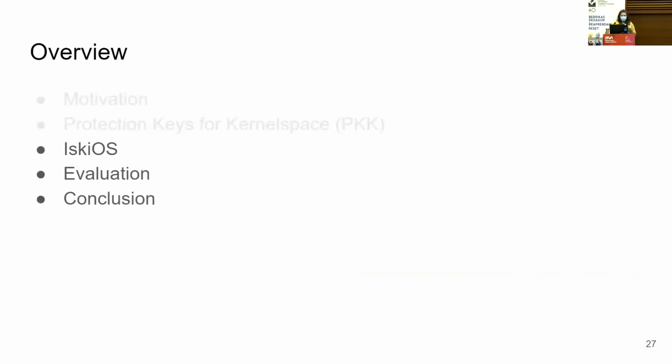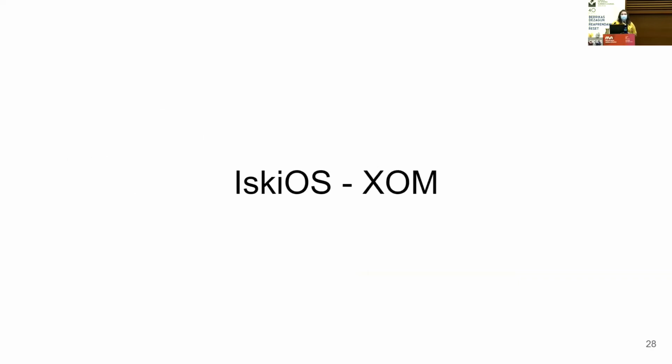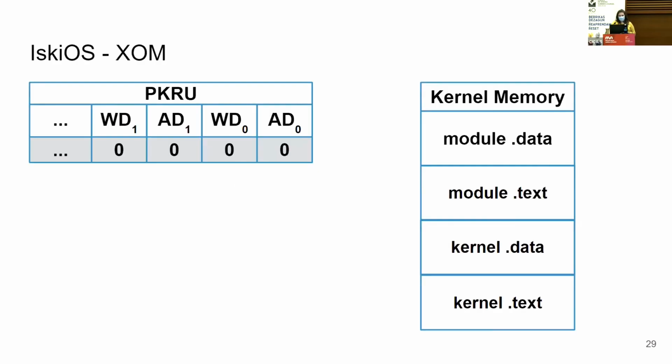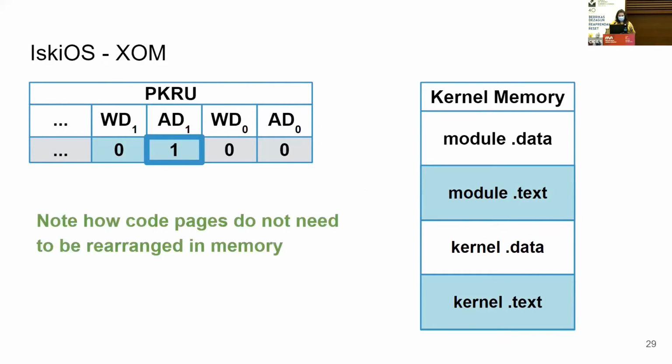Now moving on to IskiOS, our Linux-based system that uses PKK for security defenses. The first one of them is execute-only memory, which, as I said, hides the code segment in memory that can be executed, but neither read nor written. Execute-only memory is not supported by x86, but IskiOS enables it using PKK. It dedicates domain 1 to kernel code, core kernel and also modules, and it sets the access disable bit so that read access is disabled from these pages. And that's it.